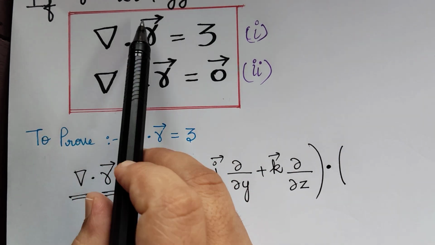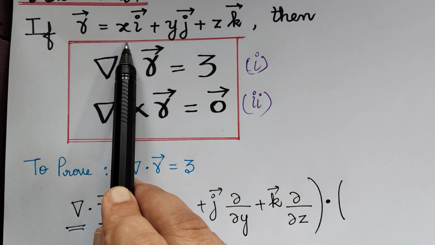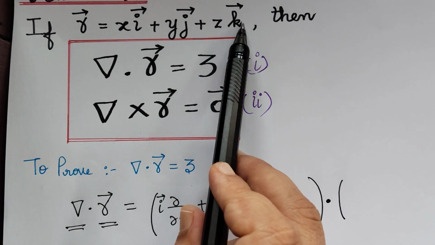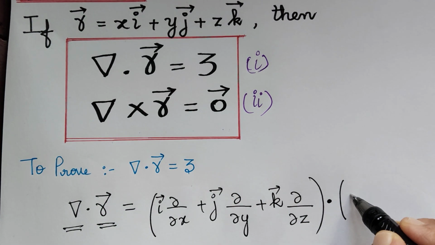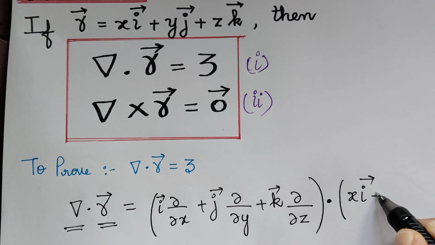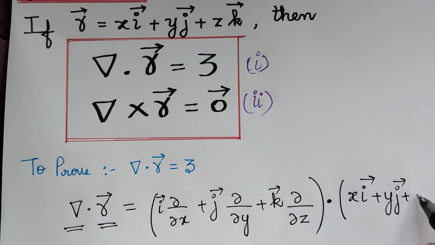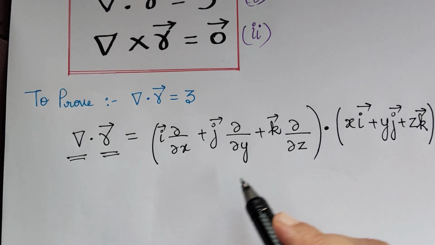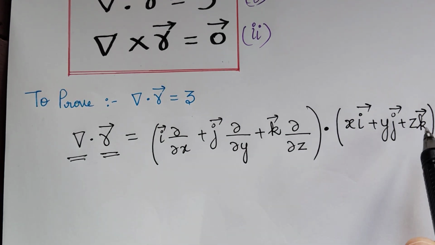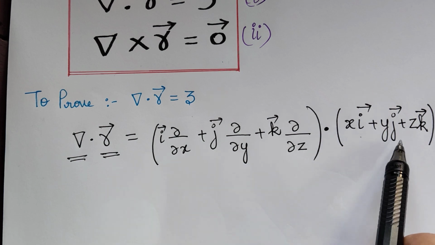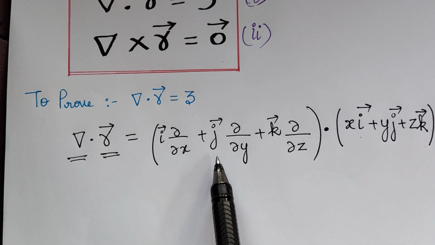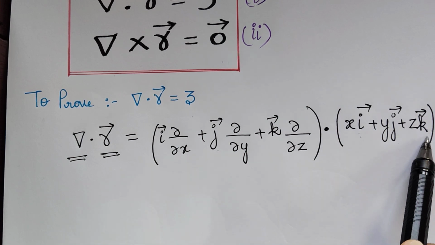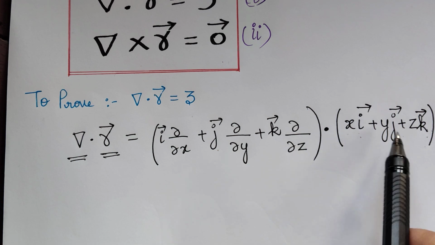So what is r vector? It is given here that r vector is xi vector plus yj vector plus zk vector. So usually r vector is taken in this manner, which is the position vector. Now we have to take the dot product of these two. We know that the dot product we have to take component wise, that is i with i, j with j and k with k, because i with j, i with k becomes 0. Also j with i and k becomes 0. Similarly k with i and j becomes 0.